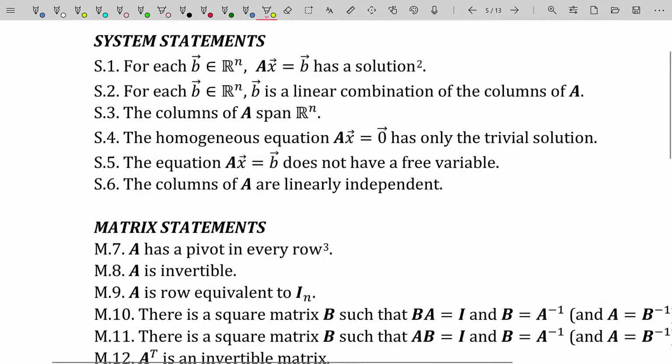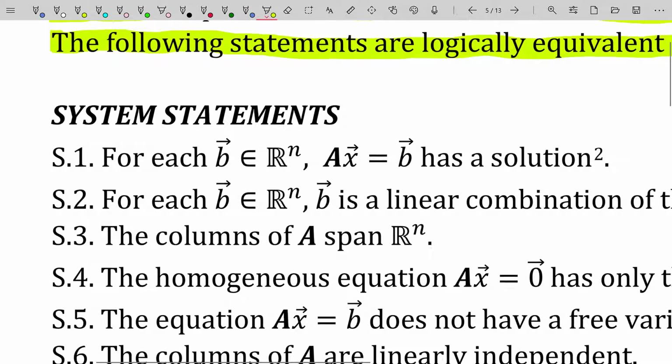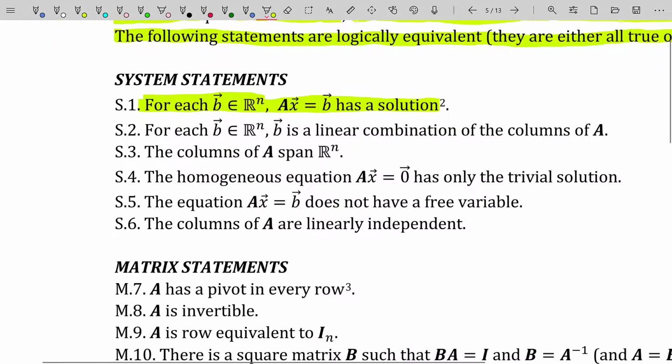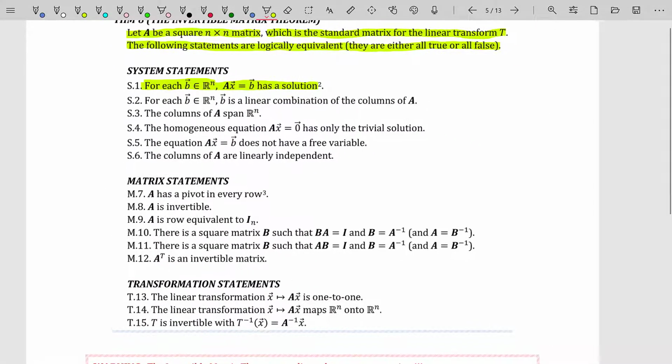All right, let's take a look at these. And again, they will seem very familiar to you. First one, for each b in Rn, and remember our matrix is n by n. So if it's a coefficient matrix, then we're talking n equations with n unknowns. Well, if somebody says, no matter what vector I grab from Rn, Ax equals b has a solution, then you know all the following statements in this entire list also have to be true.